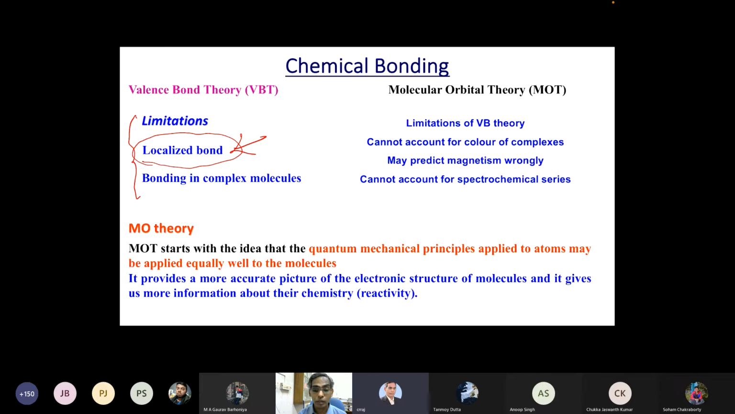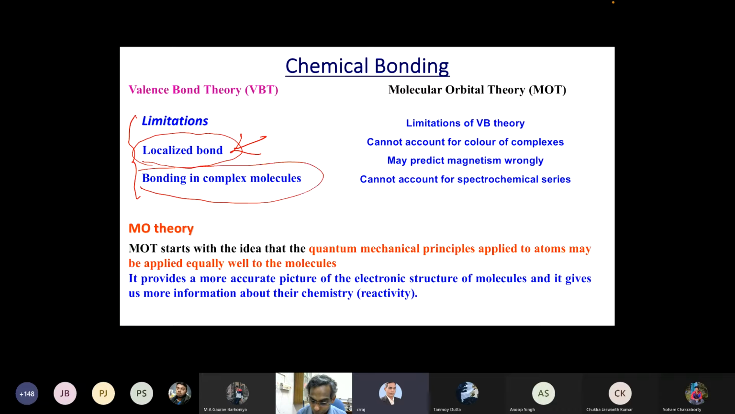But we know that there are plenty of molecules where we have delocalization of electrons. That cannot be explained with valence bonding. Bonding in complexes, as I mentioned, you will not be able to explain convincingly. We learned the chromium hexaammine complex, d2sp3, we can explain that, but the associated properties cannot be explained simply with valence bond theory.